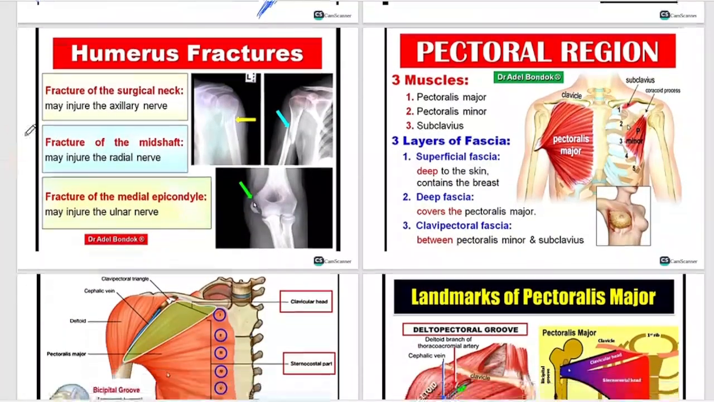Now fractures. In a humerus fracture at the surgical neck, the axillary nerve is damaged. At the mid shaft, the radial nerve is damaged. At the medial epicondyle, there will be ulnar nerve damage. After this we will discuss the pectoral region, forearm region, arm region, head, etc. All of them we will discuss one by one.